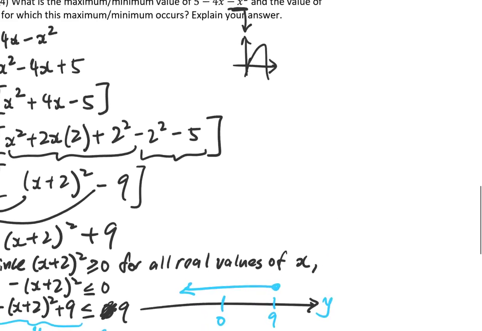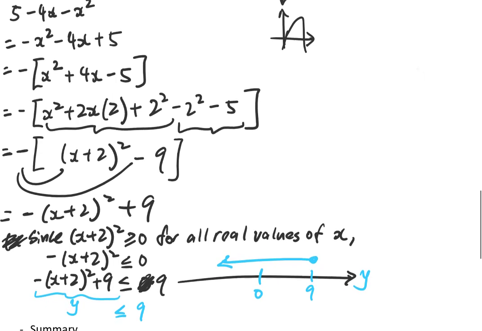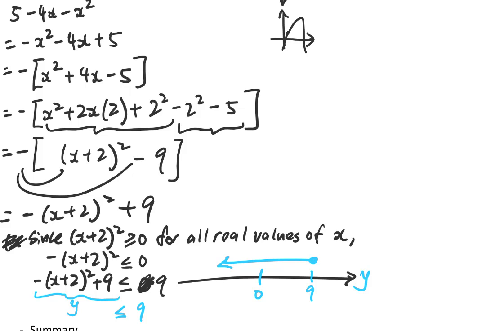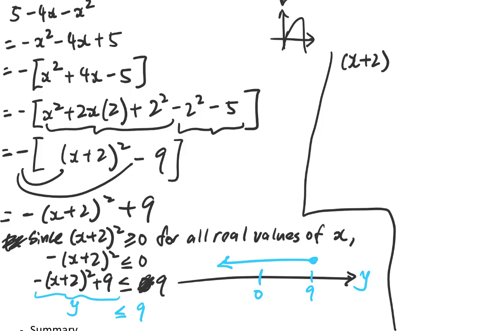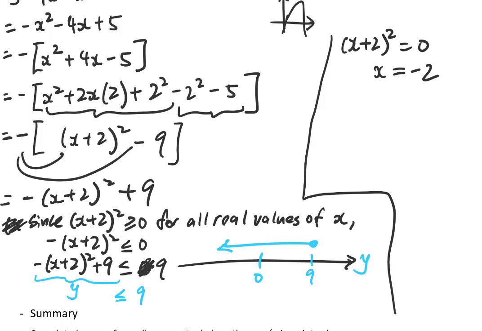Okay? So the second part of the question is, the value of x for which this maximum or minimum occurs. So by now you should know maximum or minimum will occur when your square is equal to 0. Okay? So for this second part I write here. So x plus 2 squared must be equal to 0. So x must be equal to minus 2. Okay?